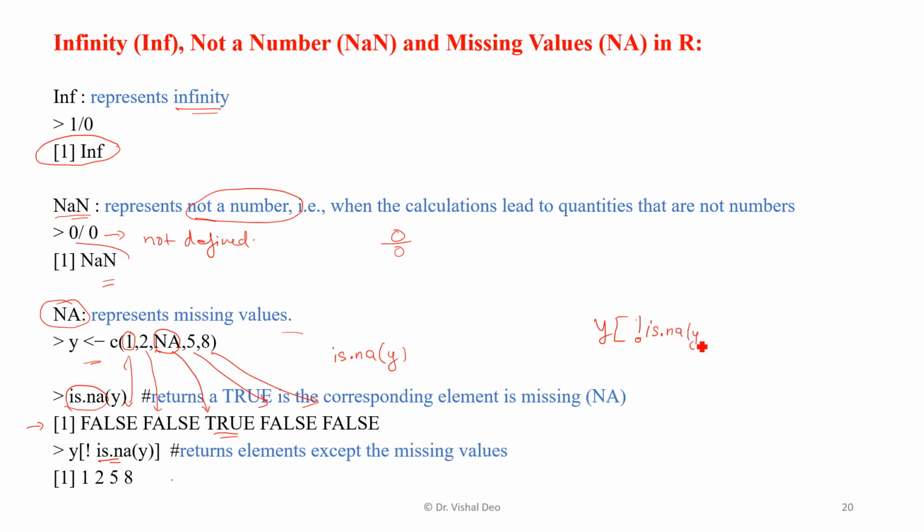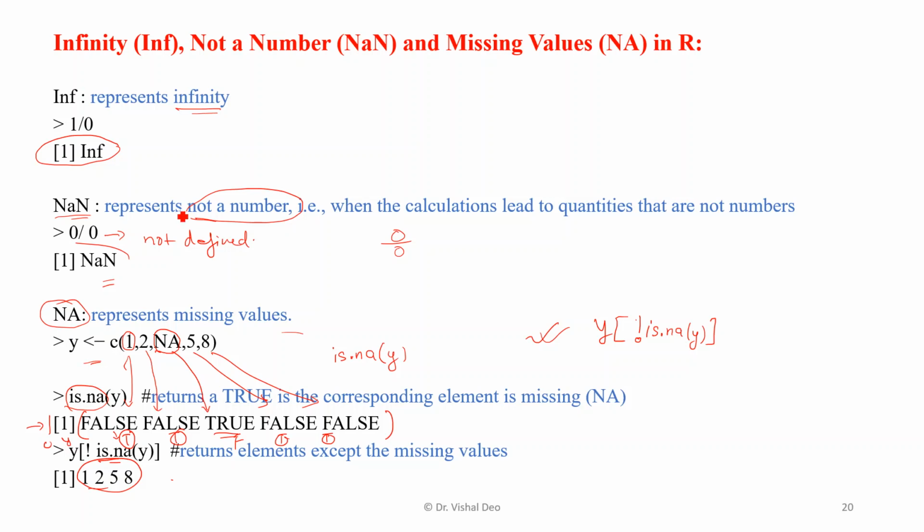So when I write not is.na y, is.na will return this vector, and then we have applied not before it. That means false will be converted to true, and true will become false: true, true, false, true, true. Then y of this vector will return only those values where there is true. So it will return 1, 2, 5, 8. This is again a very nice and interesting way of returning values in the presence of missing values.